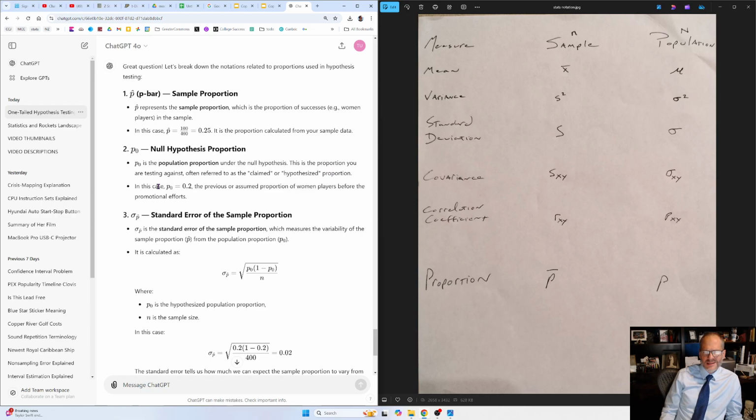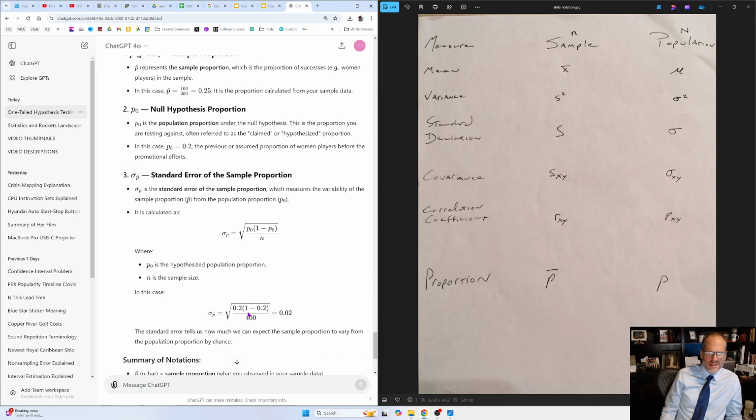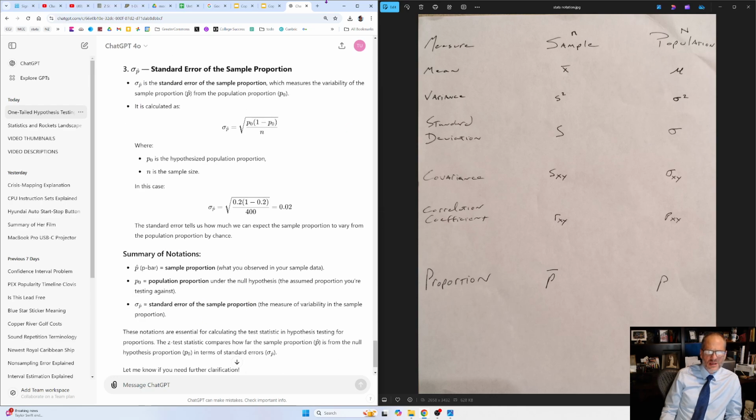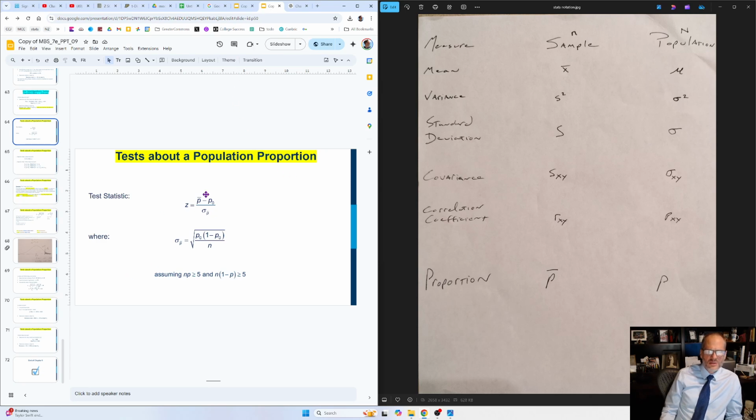In the example we're going to do, p naught will be 20% of women are golfers, right? Which is also kind of what's been observed over the years. That could also just be the population proportion, which is what we're using as the null hypothesis proportion. And then we have the standard error, sigma with a subscript of p bar, which is the standard error of the sample proportion, which measures the variability of the sample proportion from the population proportion. And it's calculated as this. So that's the notation, a little bit of a summary of it. That's the first thing you need to know to understand this.